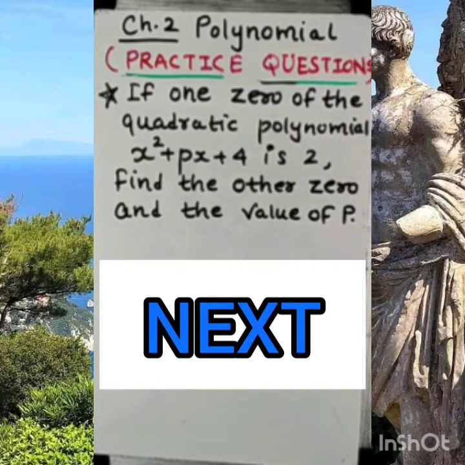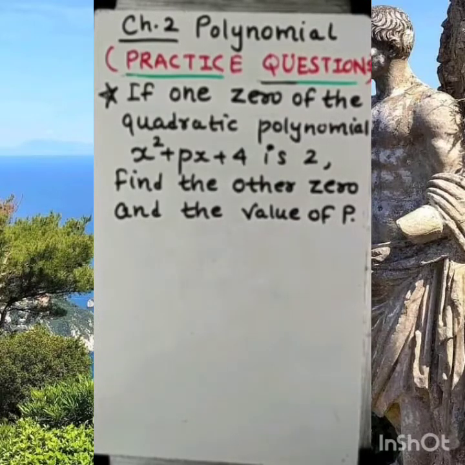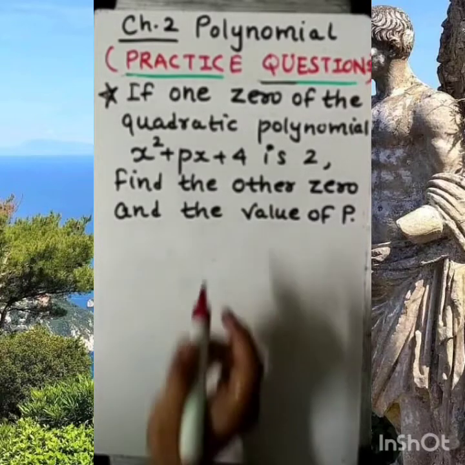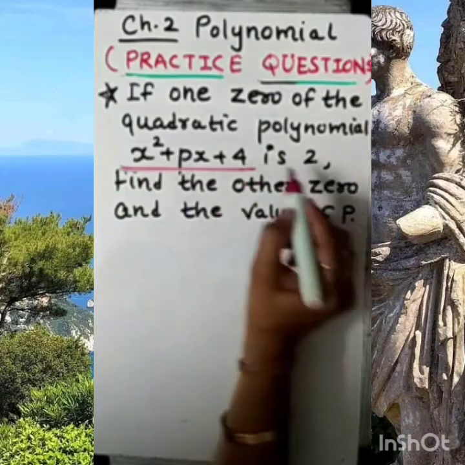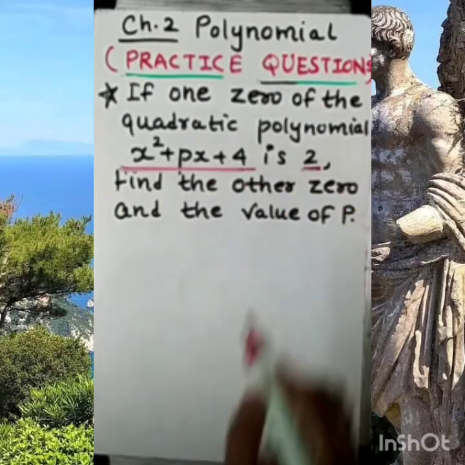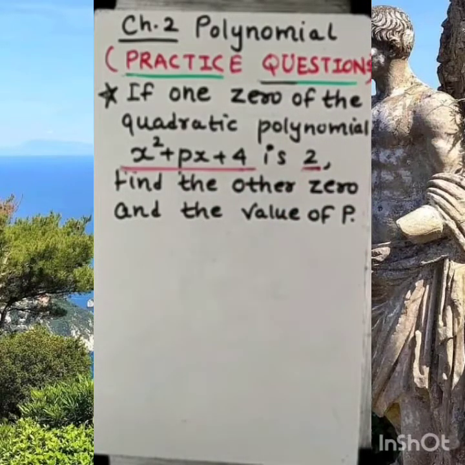So one more question on your screen. Let's see, dear student. If one zero of the quadratic polynomial x square plus px plus 4, this is the polynomial, right? And one of the zeros we are given, that is 2. We need to find the other zero and the value of p. Okay? So how to go with that? How to work out on this?